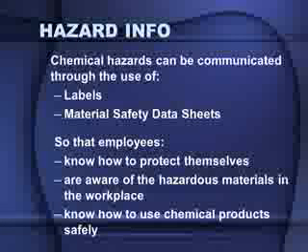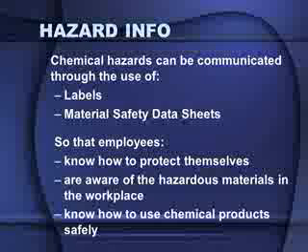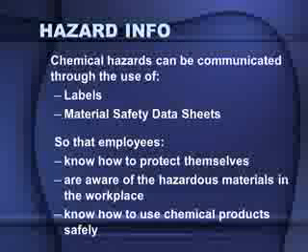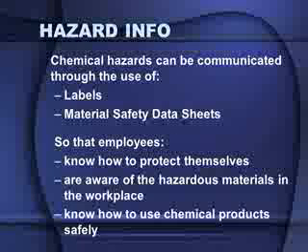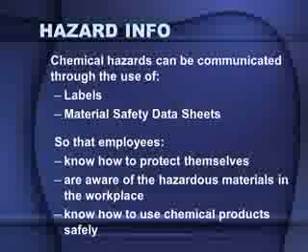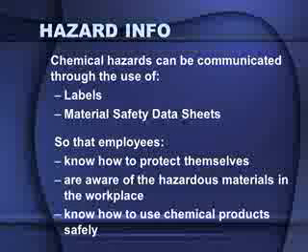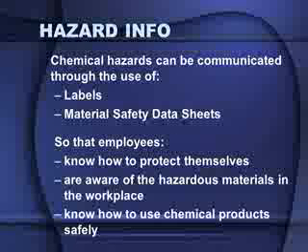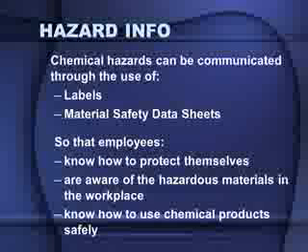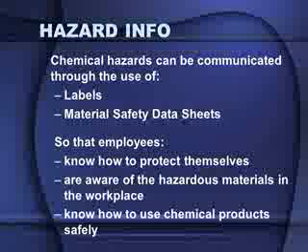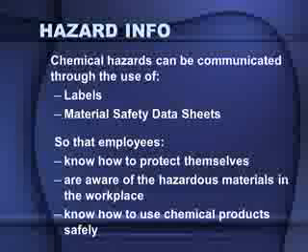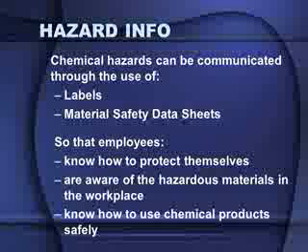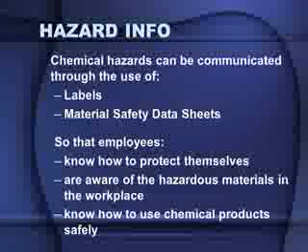So with all this potential hazard, how do we protect employees and students from these hazards? How do we make you aware of these hazards? First off, these hazards need to be communicated through labels and material safety data sheets. Material safety data sheets are required to be provided by all manufacturers of any product that has any dangerous materials in it. They're required so that employees know how to protect themselves, so that they're aware of the hazardous materials in the workplace, and that they know how to use the chemical products safely.